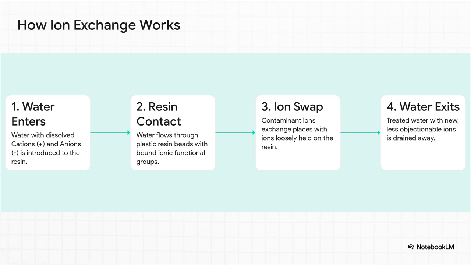Now, for total demineralization, and this is the cool part, we use resins that swap out contaminant cations for hydrogen ions, H+, and anions for hydroxyl ions, OH-. So what do you get when H+ and OH- combine? You got it. Pure H2O.